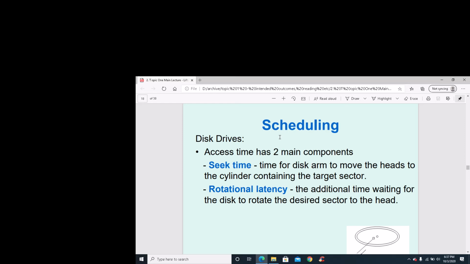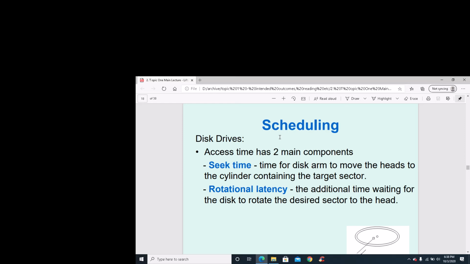So the first element is the seek time. That might sound a bit strange, but it is simply the time for the disk arm to move the head or heads to the cylinder containing the target sector, the sector you want to read or write to. So the seek time: how long does it take the arm to move to where the desired sector is? Okay?